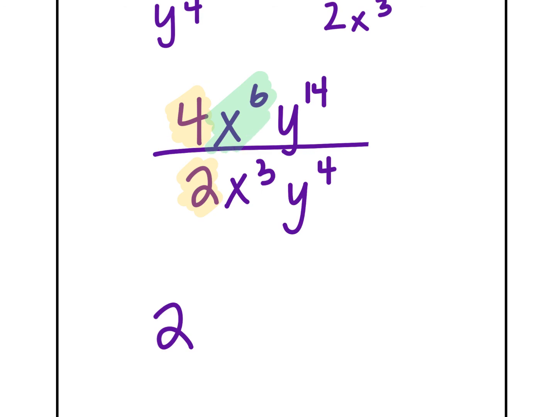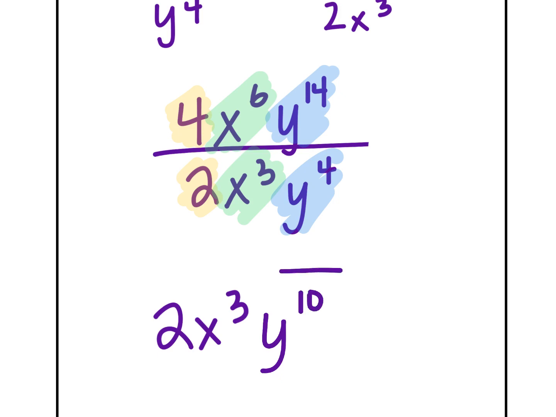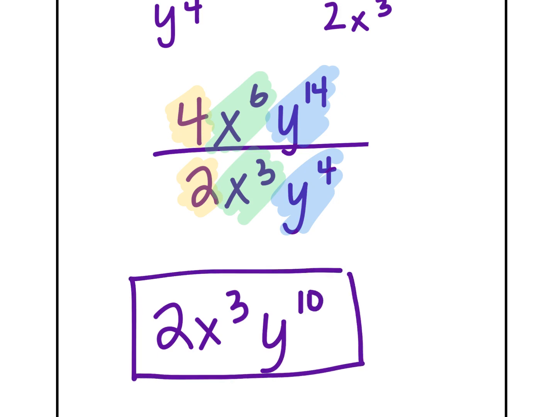Then the next letter, x to the 6th power divided by x to the 3rd power. When you divide letters, you subtract their exponent. So 6 minus 3 is 3. And then last with the y's. Y to the 14th divided by y to the 4th. I'm going to subtract their exponents. And I know that 14 minus 4 is 10. So there is our final answer.